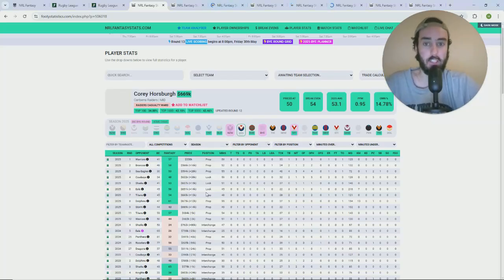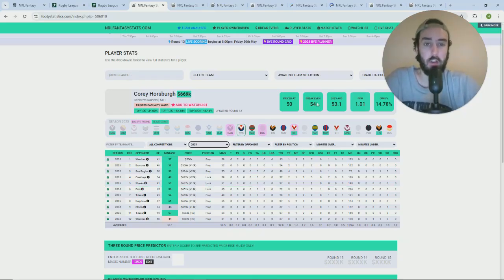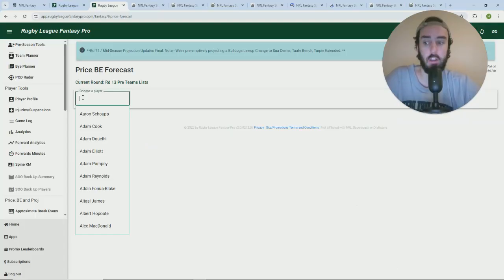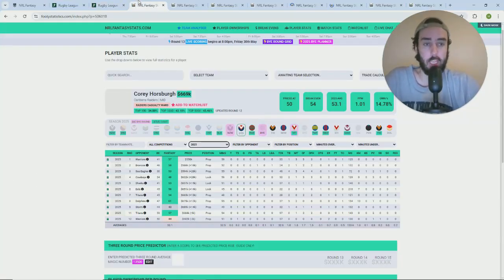Horsburgh, yeah, I've got him on the sells list. It's a close one for me. I was expecting to get rid of him last round, expecting he would make Origin. He didn't, but he's still peaked in price for me. I know he's averaging 53 for the year. He's priced at 30. He is carrying a 60 break even though. So that's a little bit higher. 63 break even. Double evens. I'm getting tired here. Apologies.